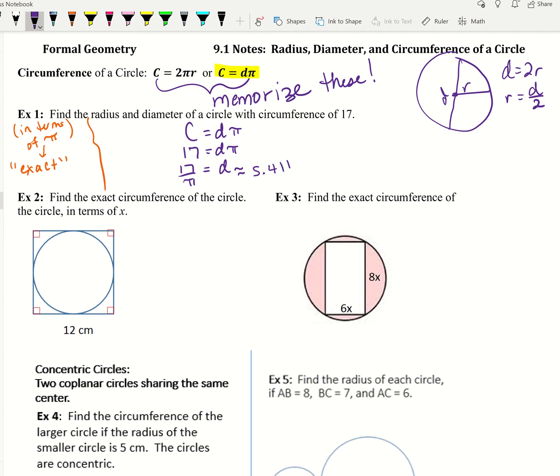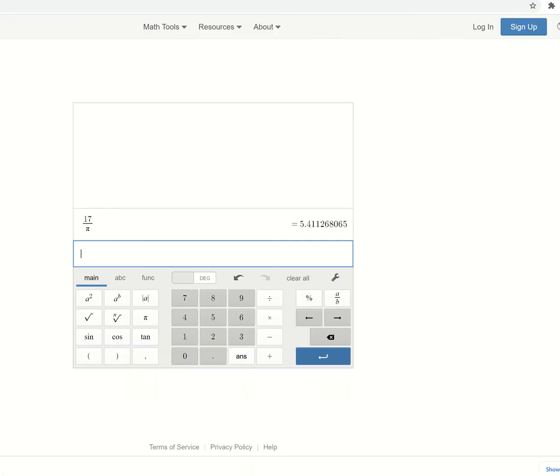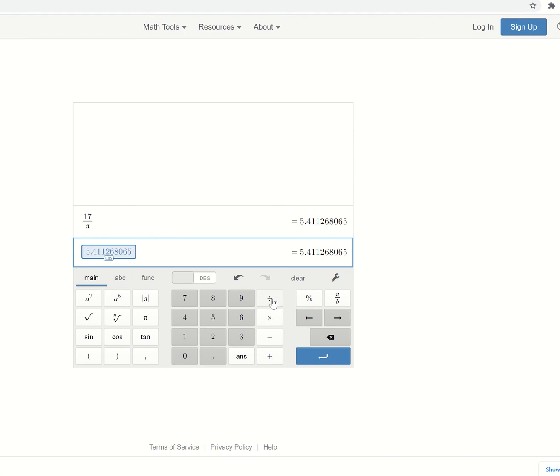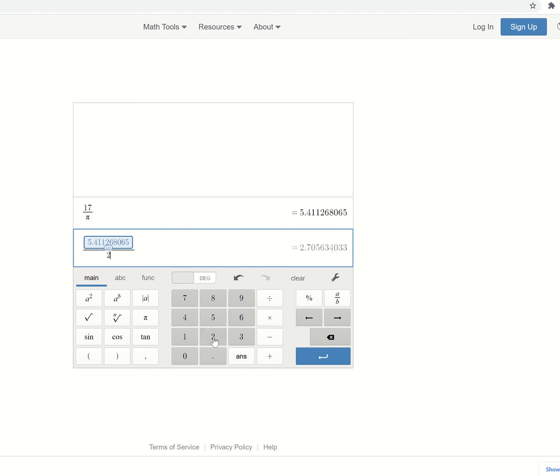Now, we didn't have any units given to us in this particular problem. If units were given, like feet, millimeters, centimeters, I would want to include that in my answer. Since the radius is half of the diameter, I'm just going to take this value and divide it by 2. Now, the easiest way to do this so that you don't have rounding error is I already have this answer in a more accurate form on Desmos. There's this answer button on Desmos that I could click, and then I could just divide that by 2.